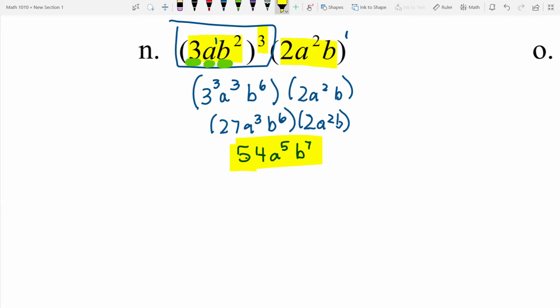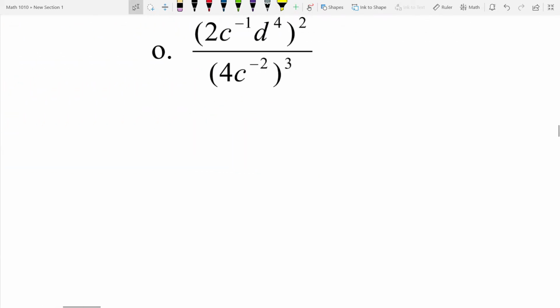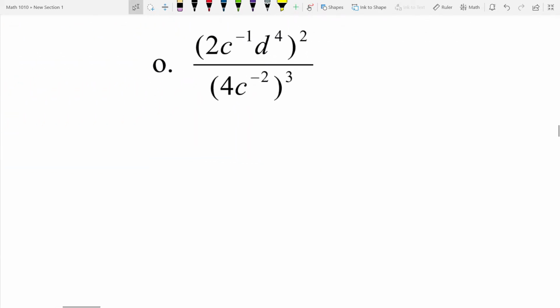Just a lot of rules. That's what this is. Okay, look. What do I do first? Do I start moving the negatives? What do I do? Power to a power, so I multiply those exponents.